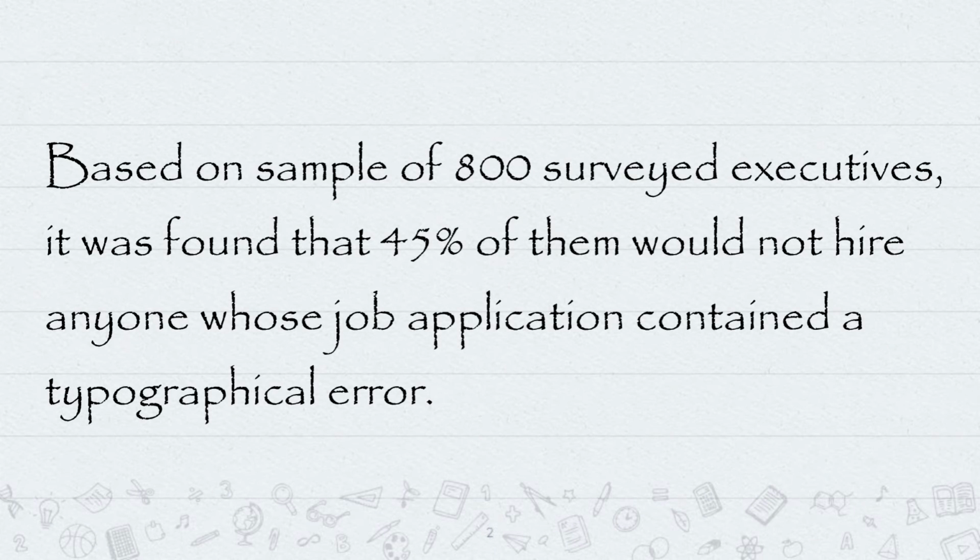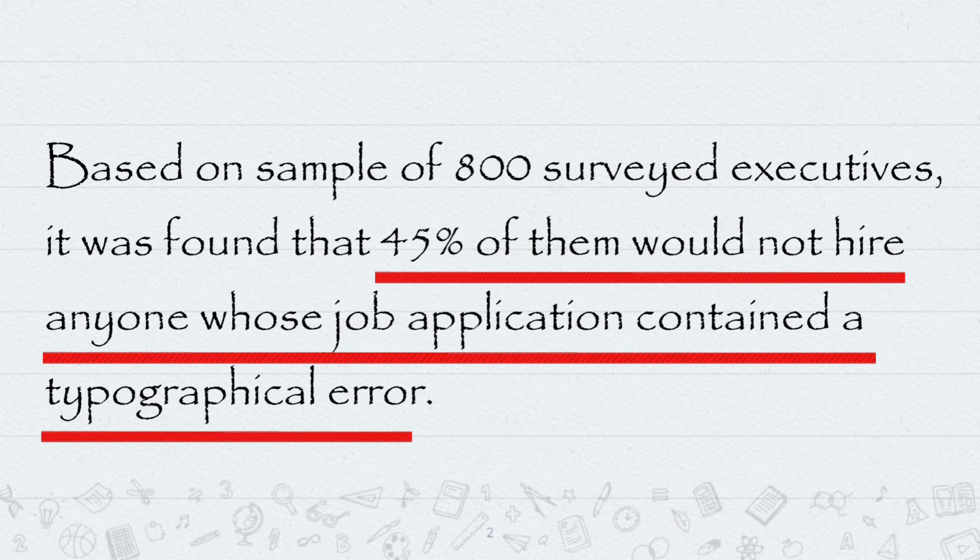The second example is based on a sample of 800 surveyed executives. It was found that 45% of them would not hire anyone whose job application contained a typographical error. The 45% of executives who will not hire anyone whose job application contained a typographical error is the statistic. It is a measure that was derived from the 800 surveyed executives. Therefore, the portion here, which is the 45% executives, will be the statistic.